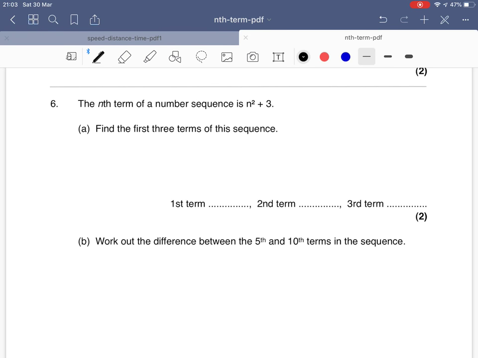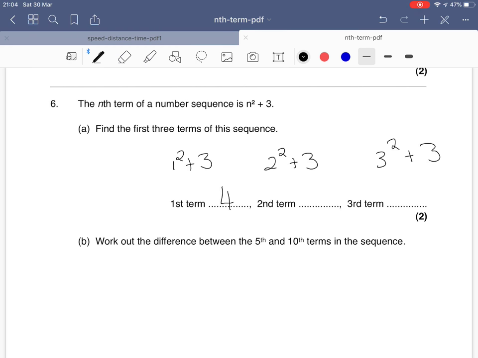The nth term of a number sequence is n squared plus 3. We've got to find the first three terms of the sequence. So we've got to do 1 squared plus 3, then 2 squared plus 3, and then 3 squared plus 3. So 1 squared means 1 times 1. So 1 times 1 is 1, plus 3 is 4.